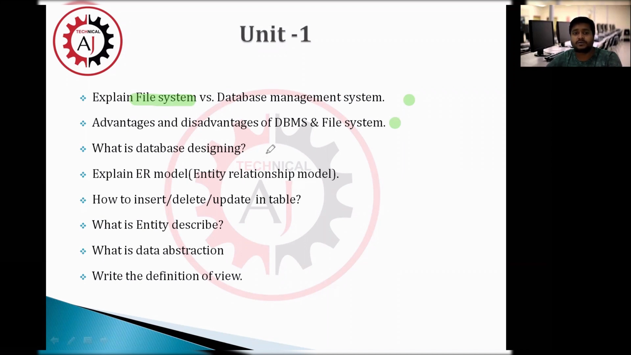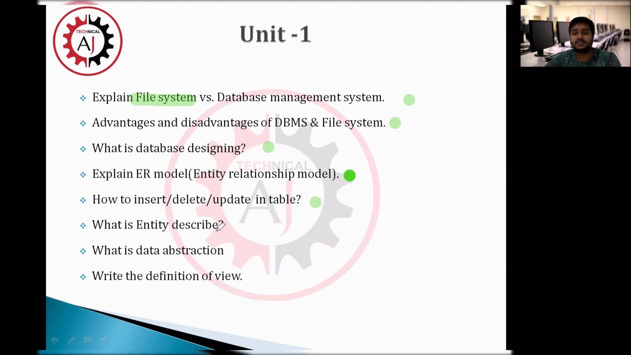Again, what is database designing? Number four is the ER model. What is the entity relationship model? This always comes in the examination. When you study the DBMS, the first queries you study are how to insert anything in a table, how to delete, and how to update. These are the three most important queries.